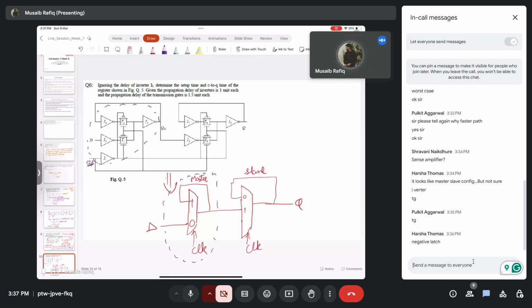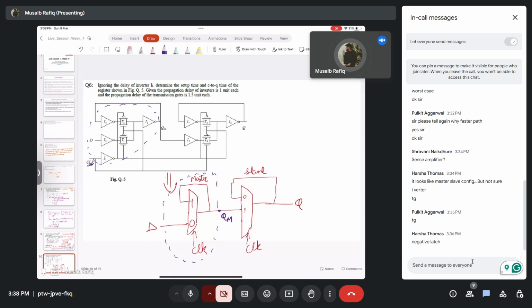By transparent, it means the input D will be fetched here, and this point is called QM. So it will be transparent, it will be on, so D will propagate to QM. So the exact wording is: on the low phase of the clock, the master stage is transparent, and the D input is passed to the master stage output that I said is QM.